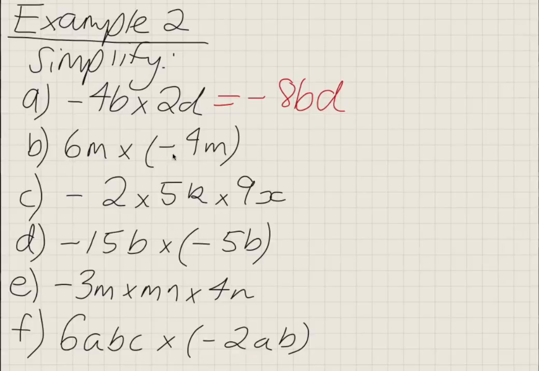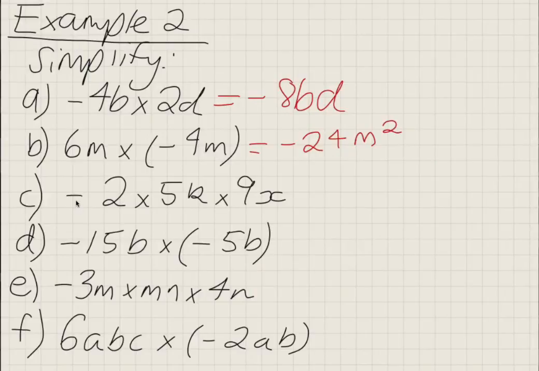Part B, 6 times minus 4 first. We'll give minus 24. And the brackets are only here to show that this is a negative number, okay? And m times m, as we said before, would be m squared. So we have 24m squared there, minus 24m squared.